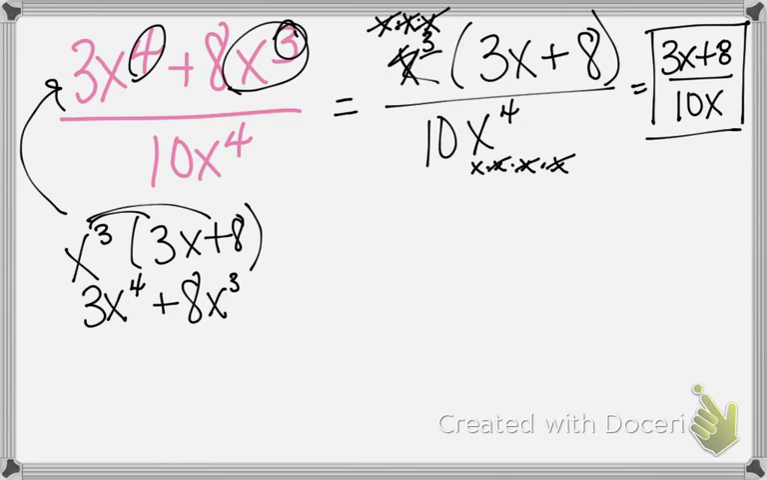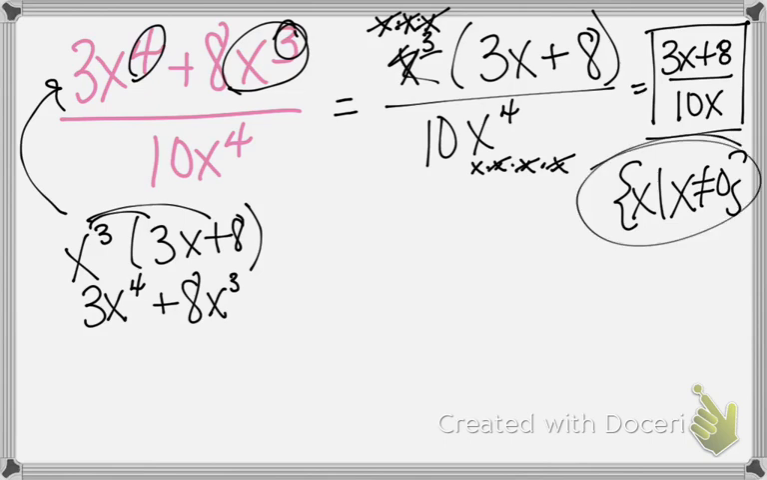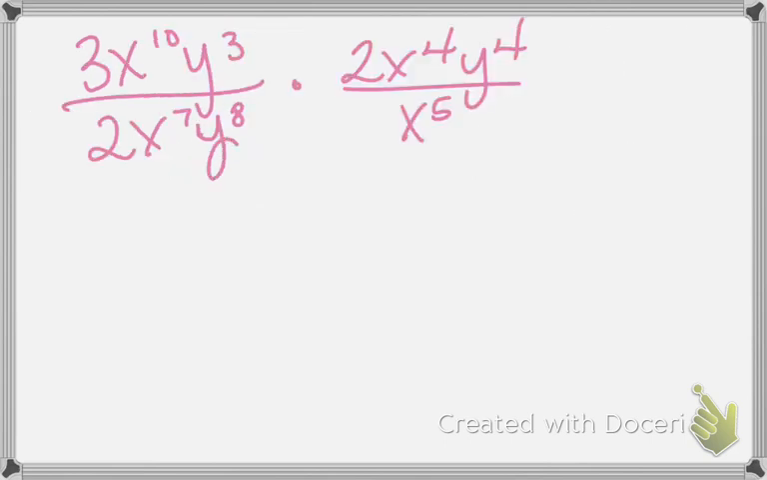Remember, you cannot, I repeat, cannot try to cancel out the x's in the 3x and the 10x, because the 3x is not multiplying. It has a plus sign with that 8, and so that means we are not allowed to do that. This one, your domain should be all real numbers except for 0. All right, and that's it for that one.